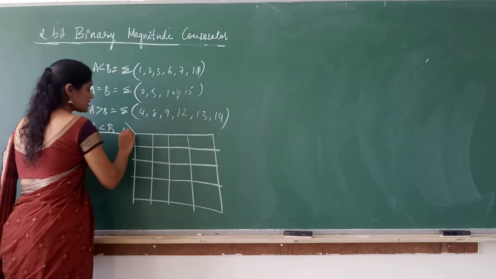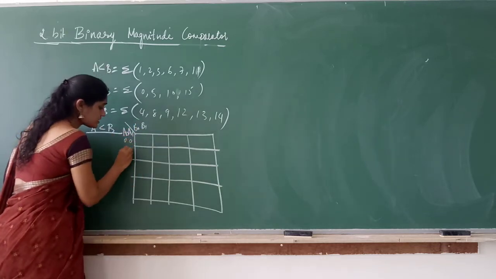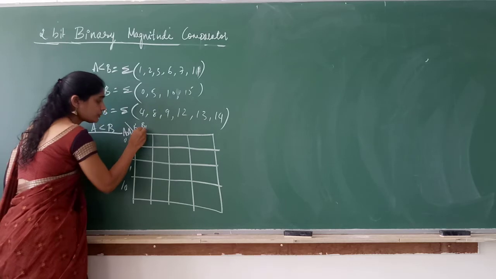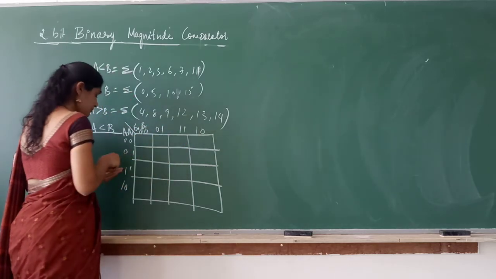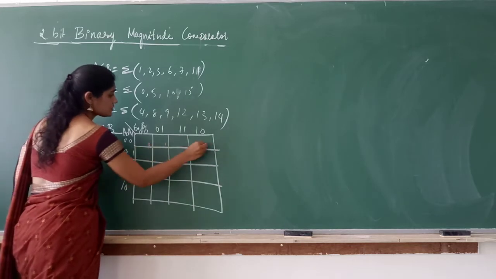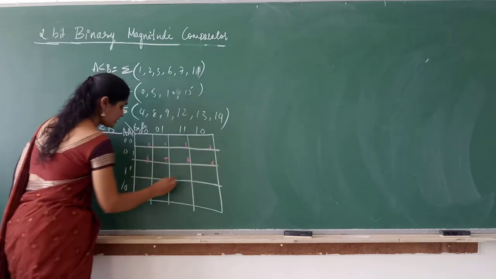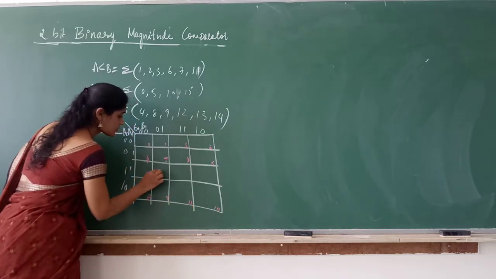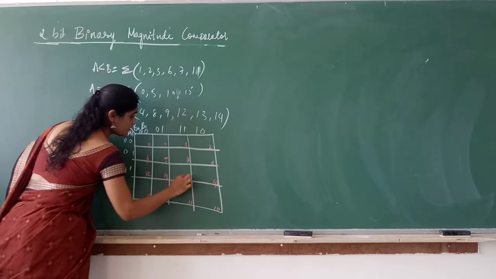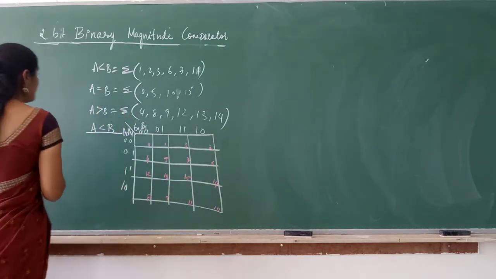So this is A naught, A1, B naught, B1. 0 0, 0 1, 1 0, 1 1. Hope you remember the K-map. 0 0, 0 1, 1 0, 1 1. Name the cells 0, 1, 2, 3, 4, 5, 6, 7, 8, 9, 10, 11, 12, 13, 14, 15. Fine. Okay. So what are the min terms? 1, 2, 3, 6.